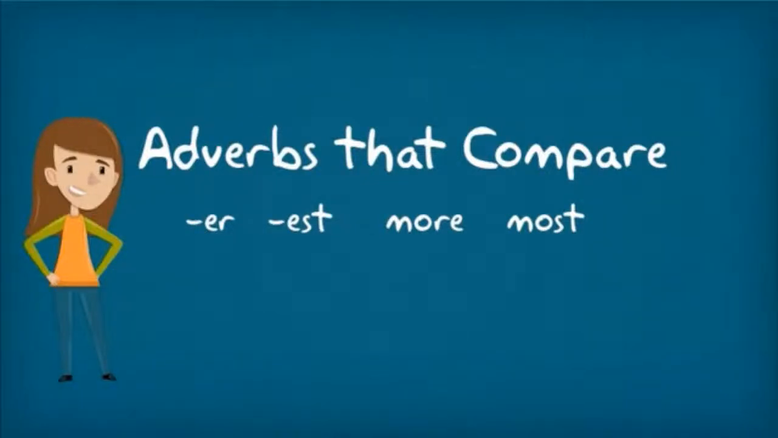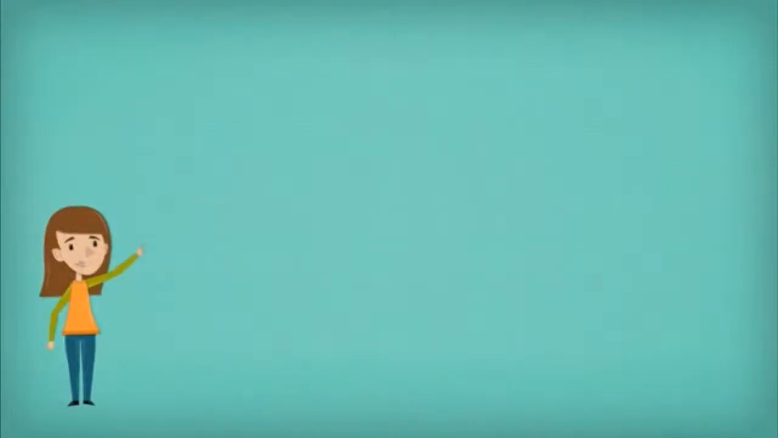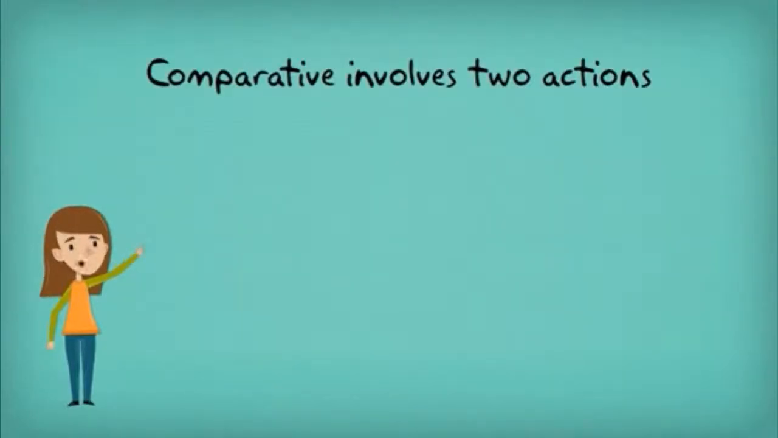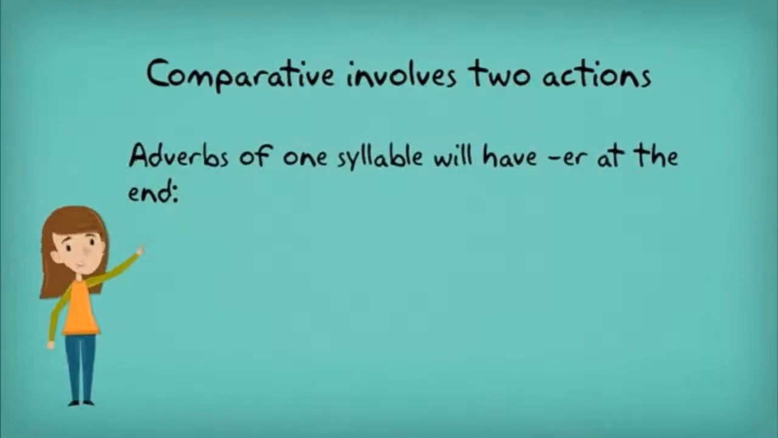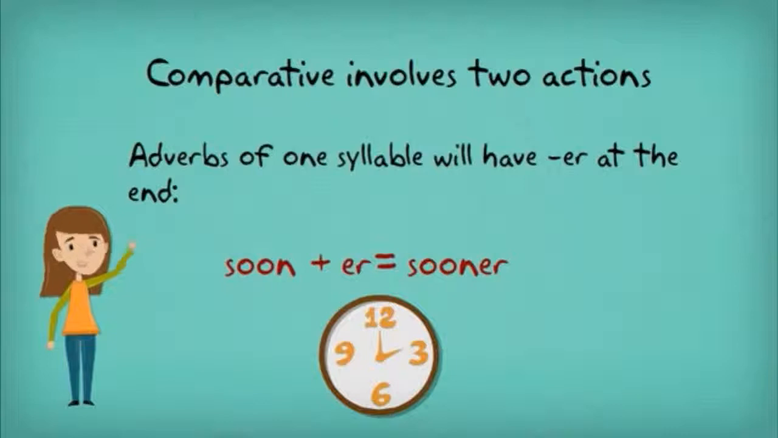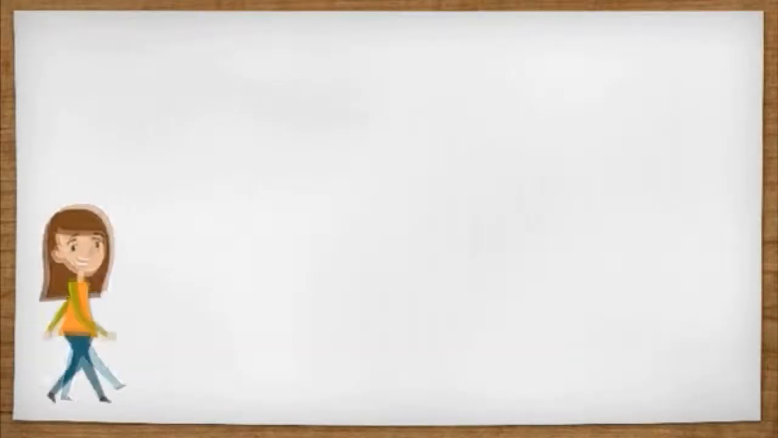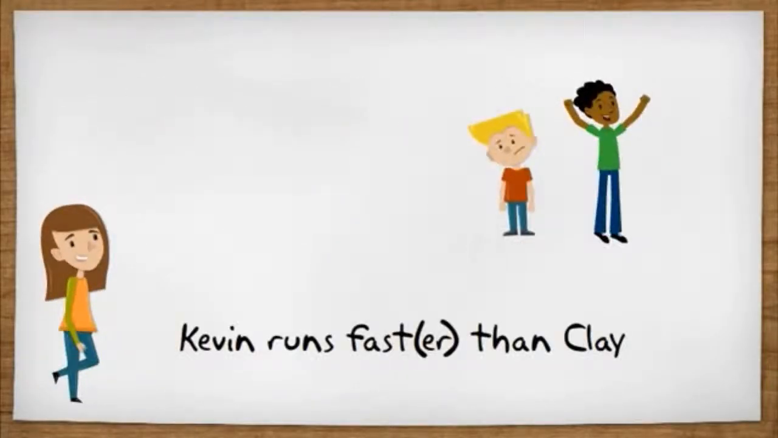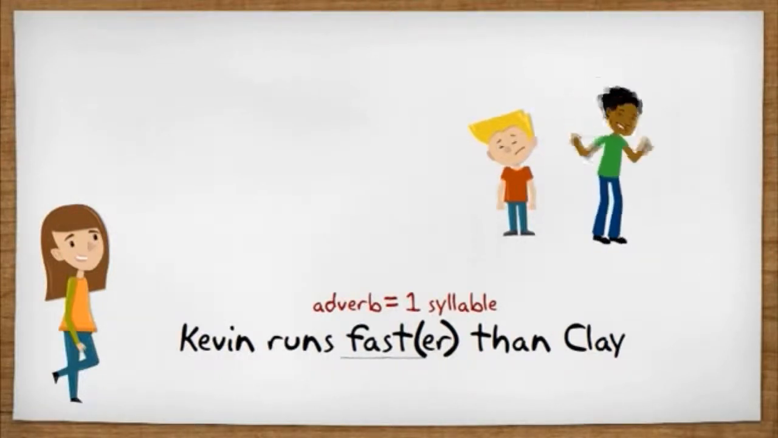Today we're going to take a look at adverbs that compare. A comparative is a form of an adverb that compares two actions. For adverbs of only one syllable, add er to form the comparative. For example, Kevin runs faster than Clay. There are two things being compared, and since my verb fast is one syllable, I will need to add er to the ending for faster.